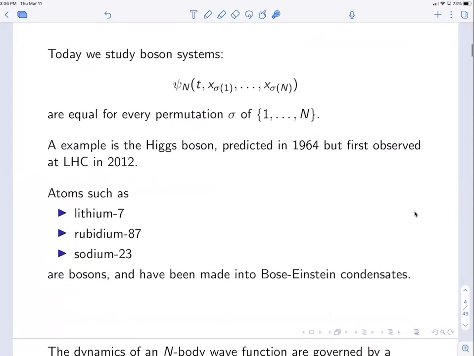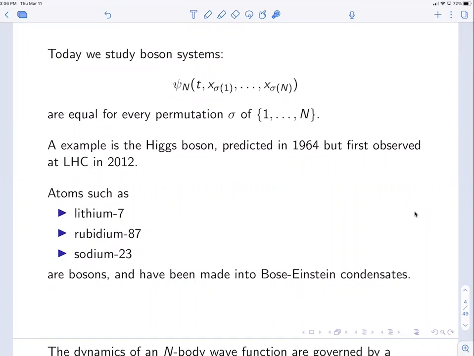So today we study boson systems. And so then that means a boson system of n particles just means that psi n of t, x sigma 1 through x sigma n is equal for every permutation sigma of 1 through n. And so whether the fundamental particle is a fermion or a boson is some intrinsic property characterized by the quantum spin, which is either half integer for fermions or integer valued for bosons.